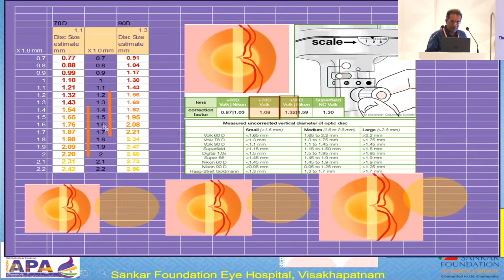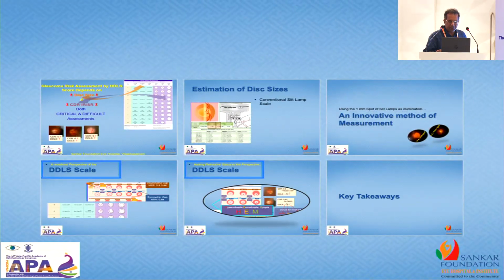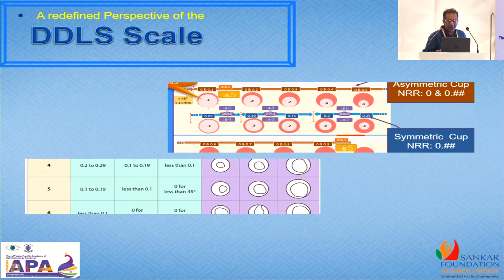So here, the disc corrected size, the actual estimated size based on the lens we are using, and the correction factor applied, these templates will be there, and we get the disc size. Once the disc size in millimeters is given to us, then we have to make the assessment related to asymmetry or symmetry. Earlier, the templates given by the DDLS scale are present at disparate points, but here we have brought the numbers related to the risk very close to the templates.